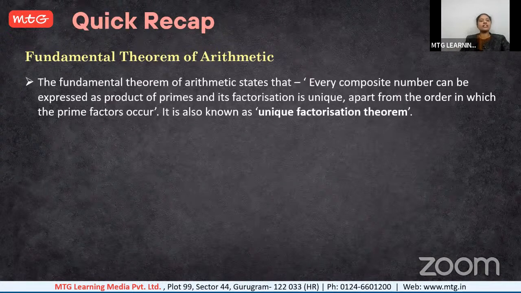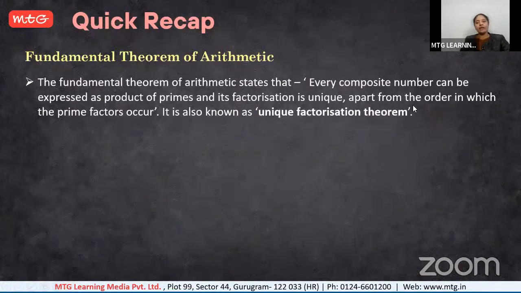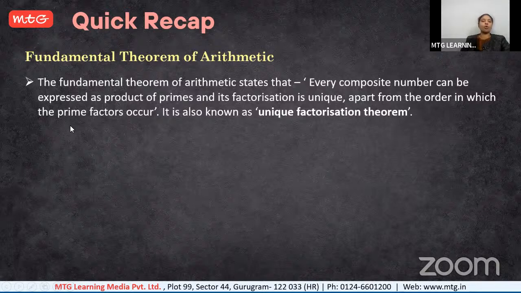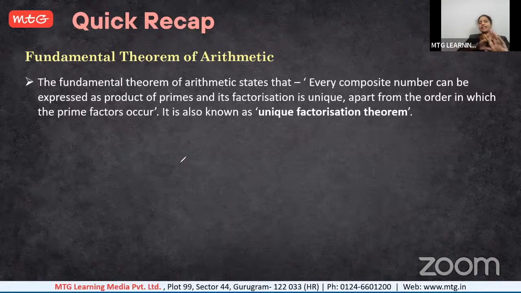So the fundamental theorem of arithmetic, what does it state? It states that every composite number can be expressed as a product of primes, and its factorization is unique, apart from the order in which these prime factors occur. This is known as the unique prime factorization theorem. So there's another name for this also, that is the unique factorization theorem. So this is a simple statement. And what does it mean? I'll just tell you in simple words. Like you have a number called 18.